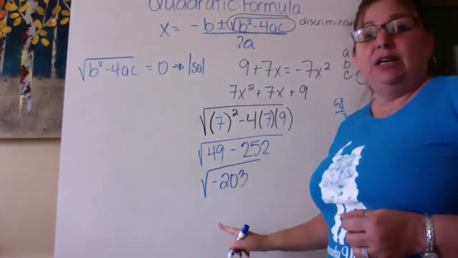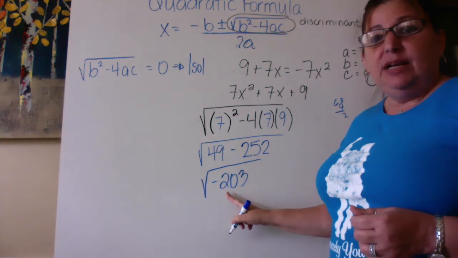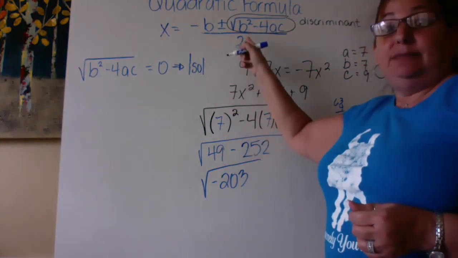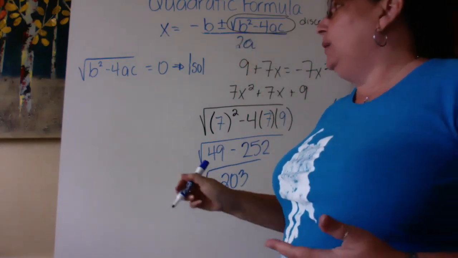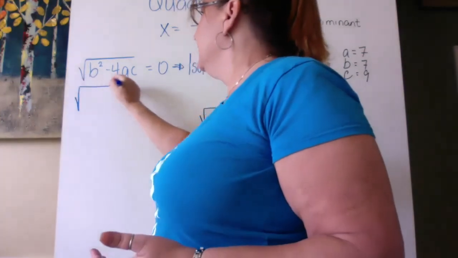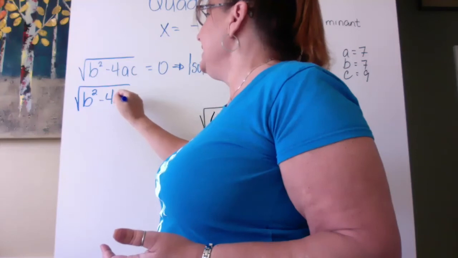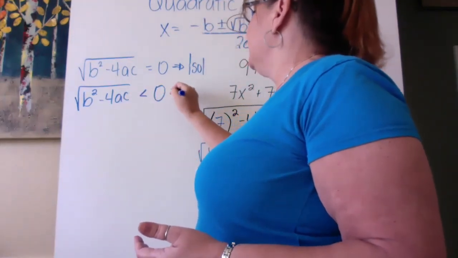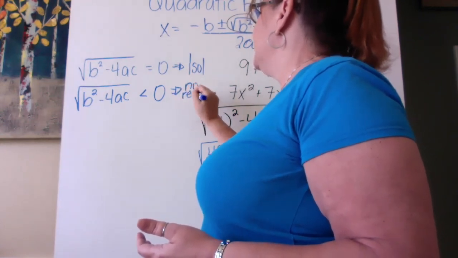Here's the problem. You can't take the square root of a negative value. So that tells me that there's no solution. I can't solve for this. It has no real numbers. So if the discriminant is less than 0, there are no solutions, no real solutions.